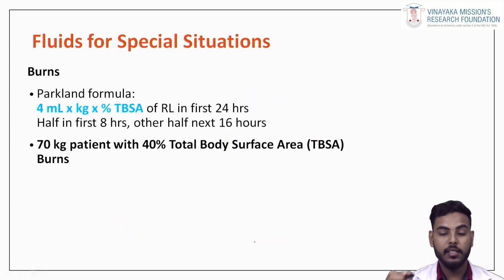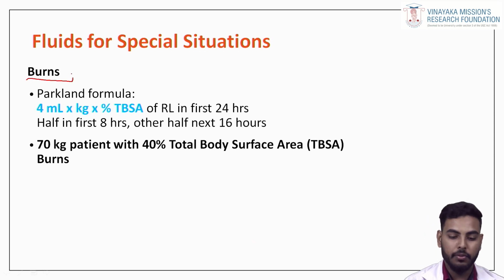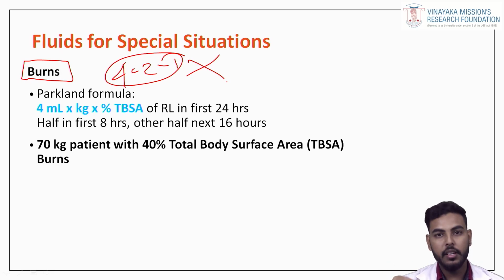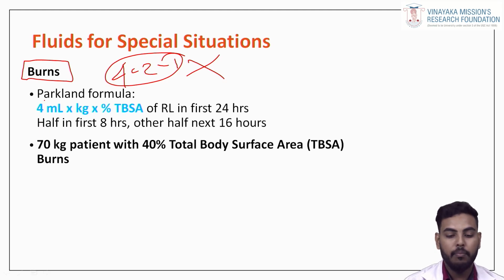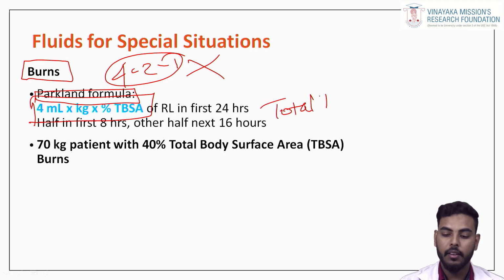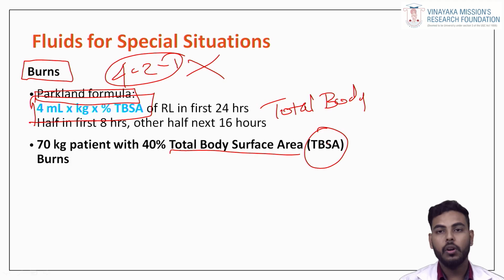So fluid therapy for special situations. Special situations mean burns. For burns we are not using the same 4:2:1 formula. Instead of that we'll be using a formula called the Parkland formula. The Parkland formula is 4 ml into kg, that is body weight, into percentage of TBSA. What is TBSA? Total body surface area burnt. So what is the total body surface area burnt is, how much percentage of the body is burnt.